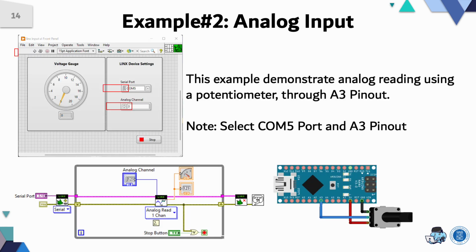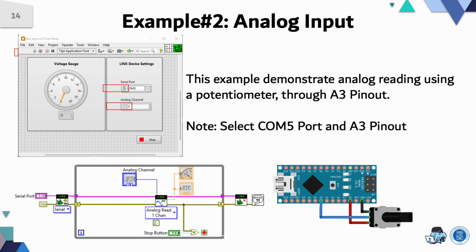The next example is analog input. Just find the example, and then you can see the program. The program is available already. What I'm doing here is reading voltage on the A3 analog input, using a potentiometer. Remember, the potentiometer provides voltage at this pin, starting from 0 volts up to 5 volts.